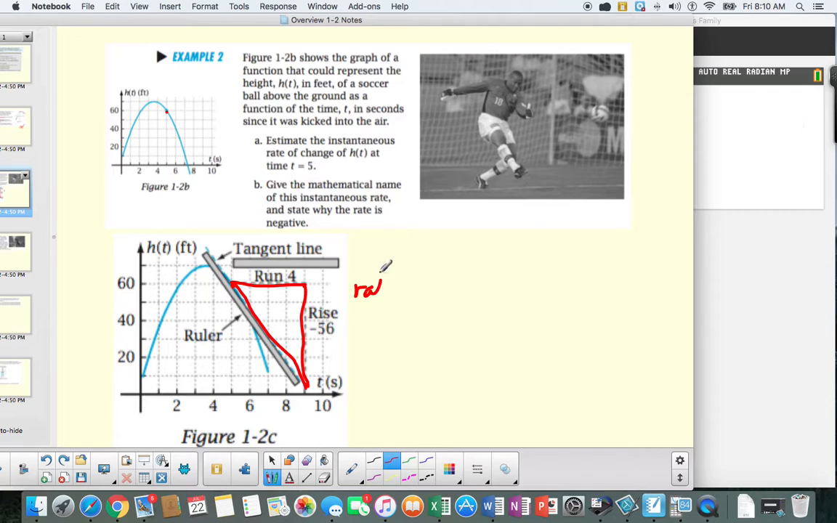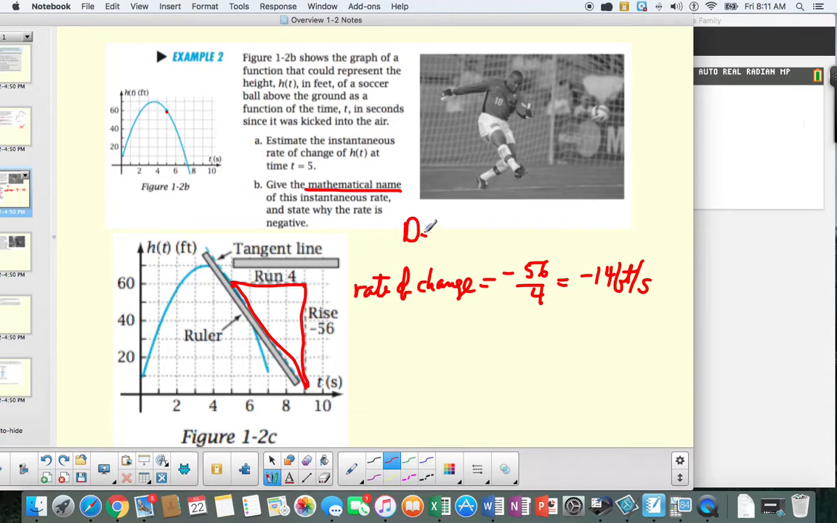Okay, so the rate of change, and in Algebra 1 you called it slope, but in calculus we call it rate of change, is negative 56 over 4, which is equal to negative 14 feet per second. And again, this is just an estimate. So as long as your answer's in the same ballpark, we're okay. The mathematical name is called derivative. And it's negative because at this time it is decreasing.